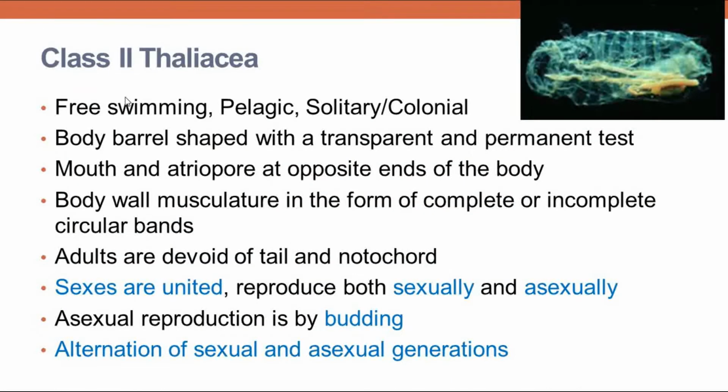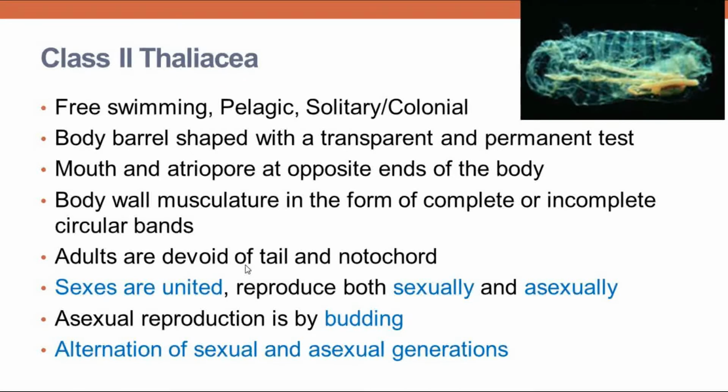Now we can go to the second class, class 2 Thaliacea. They are free swimming, pelagic, and they are seen as either solitary or colonial. Body is barrel shaped. You can see here a feature. Body is barrel shaped with a transparent and permanent tunic, just like the class Ascidiacea. Mouth and atriopore at opposite ends of the body. That is different from the Ascidian. Body wall musculature is in the form of complete rings. You can see here there are so many rings. They are musculature. Complete or incomplete circular bands of muscles are there.